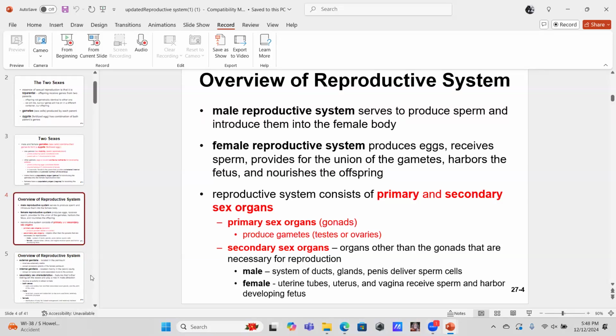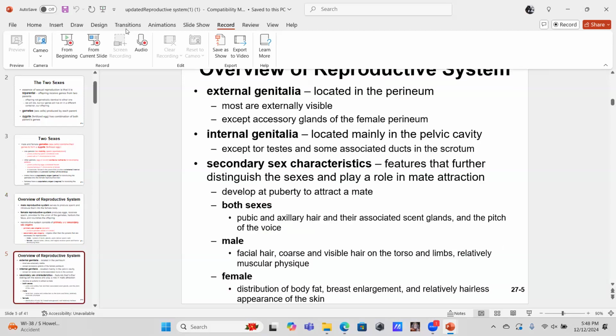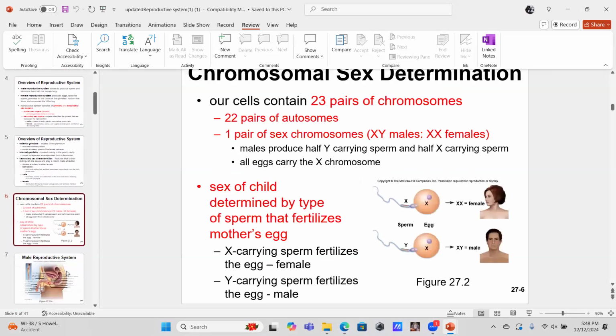Those are all part of the secondary sexual organs. All right, so let's go through more of this. And again, review what I've just mentioned about the X and the Y. Females only carry the X chromosome. Males carry either an X or a Y on one of the sperm.